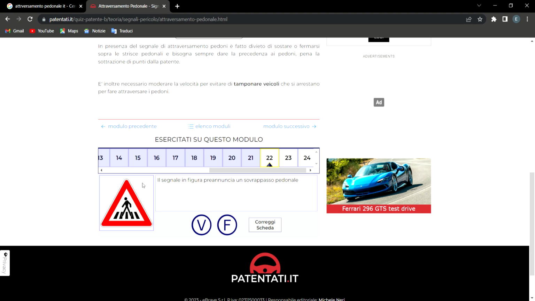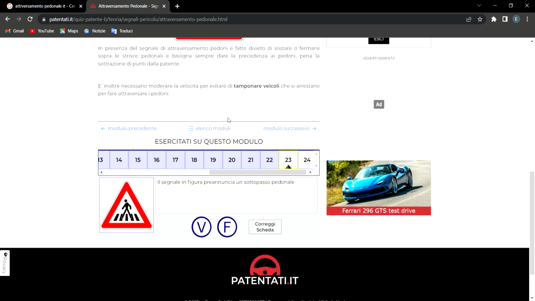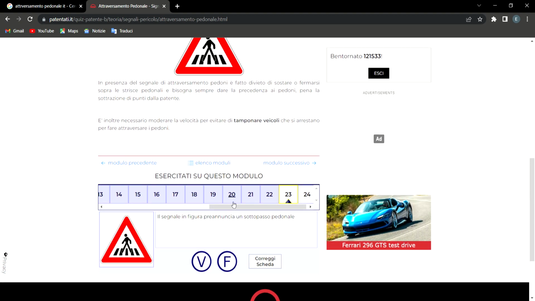So number 22 says: il segnale raffigurato pronuncia un sovrappasso pedonale. So this very sign does not pronounce this sovrappasso pedonale. It pronounces attraversamento pedonale, the pedestrian crossing sign. So this very one is false. Number 23 says: il segnale raffigurato pronuncia un sottopasso pedonale, and it's false. It pronounces the attraversamento pedonale. It's not talking about the sottopasso pedonale. And it's false.